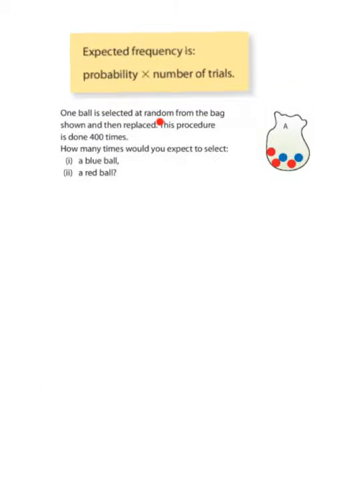So going through another example here, it says one ball is selected at random from the bag shown and then replaced. This procedure is done 400 times. How many times do we expect to select a blue ball and a red ball? So again, they're looking for expected frequency. So for expected frequency, we have to do the probability multiplied by the number of trials. So the first thing I'm going to get is the probability of getting a blue, and then the probability of getting a red ball.